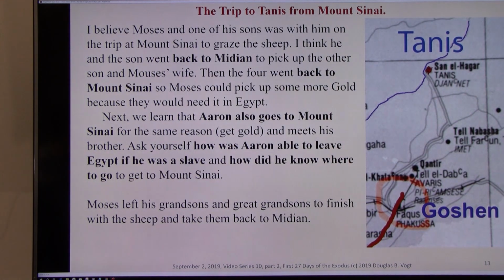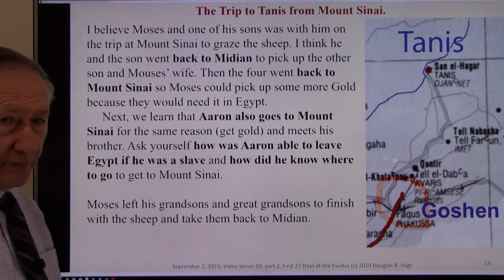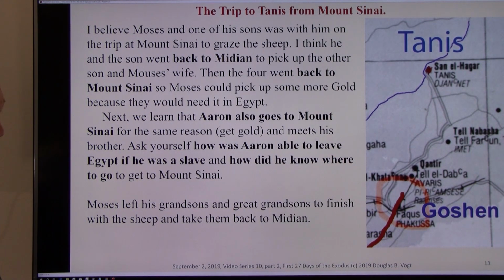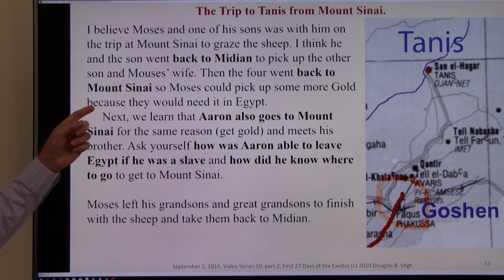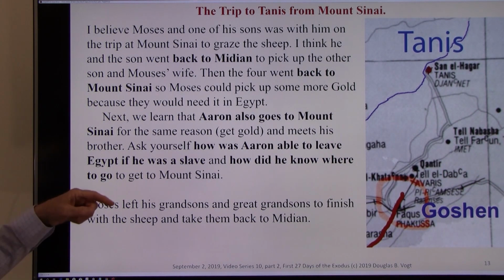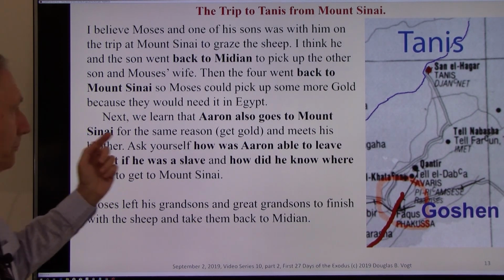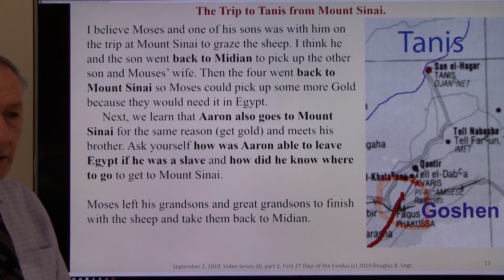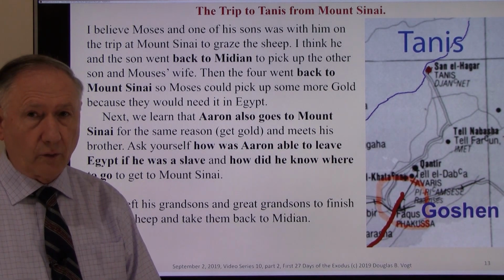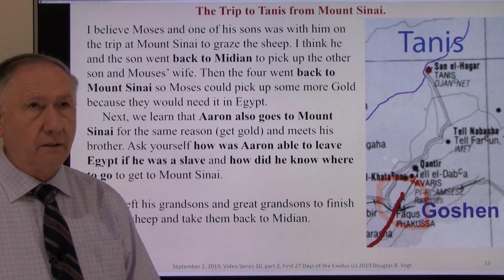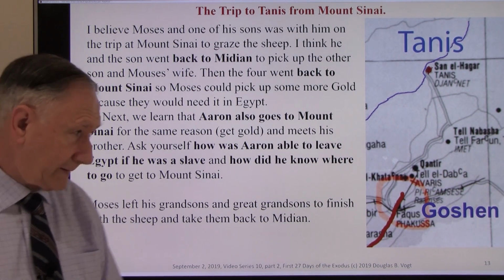Anyway, I believe Moses and one of his sons was with him on the trip to Mount Sinai to graze the sheep. I think the son went back to Midian with him to pick up the other son, the older son, who's, remember, probably in his late 50s or 50, and goes back. He picks up his wife, the other son, and himself. And basically the four of them go, I think, back to Mount Sinai to pick up money, gold, because they know they're going to Egypt. They have to have money to live and spend and stuff like that.